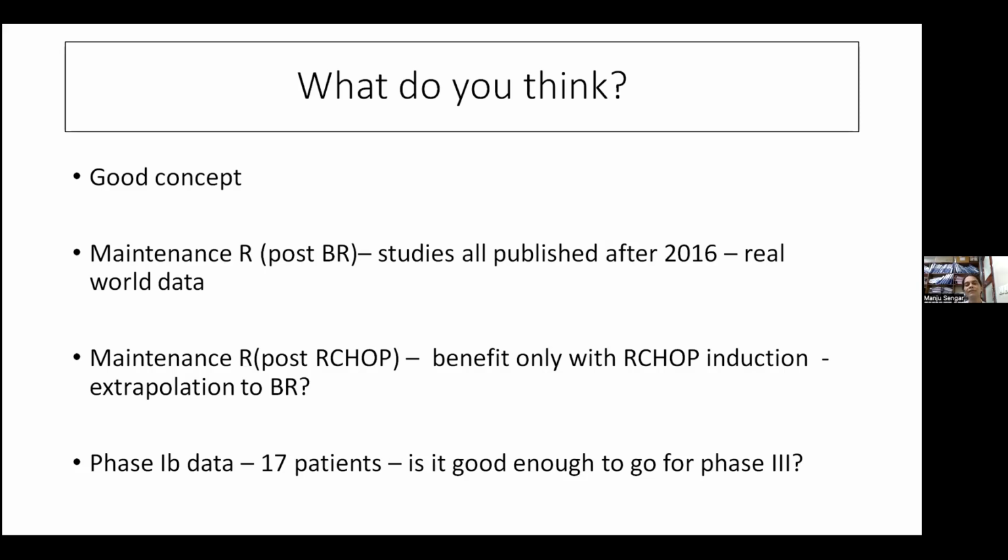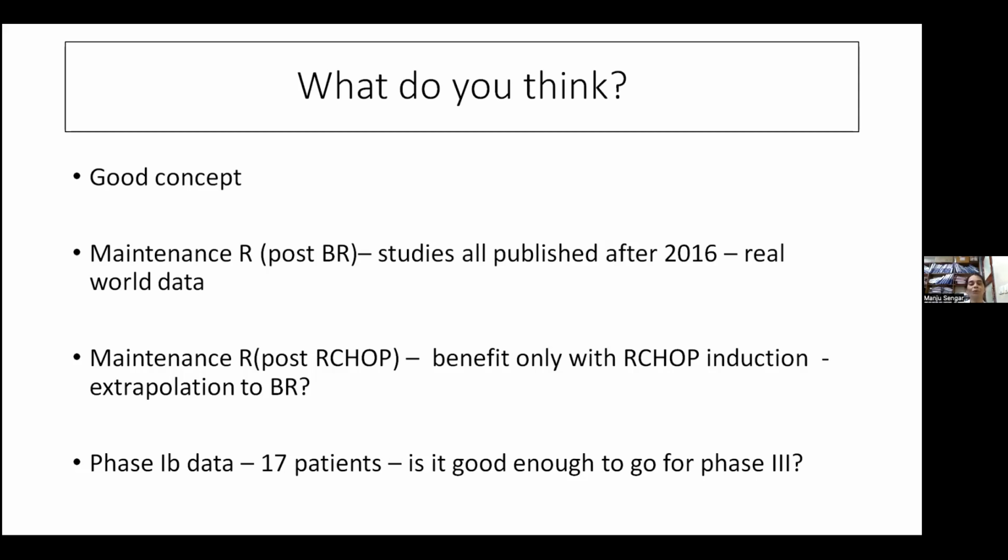If they use maintenance rituximab because it worked after R-CHOP, then again, we need to be cautious, because in the same study where it showed benefit in R-CHOP patients, the rituximab maintenance had a detrimental effect if there was another induction chemotherapy, that is R-FCM. So I'm really not sure whether you can extrapolate the data to bendamustine rituximab when you had that conflict in that study. The other thing was phase 1B data, which was only for 17 patients.